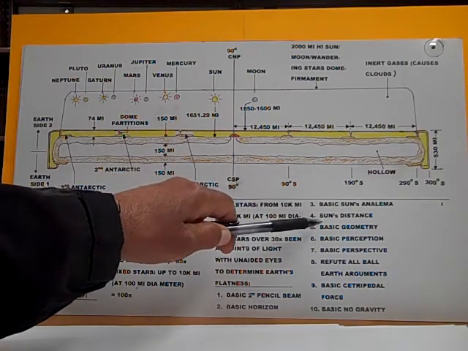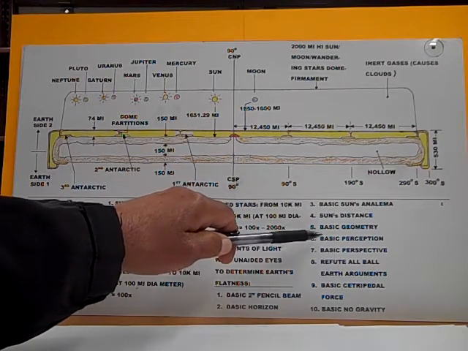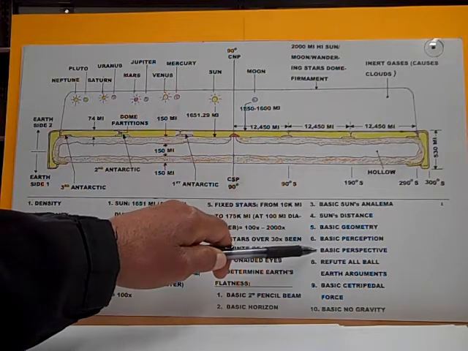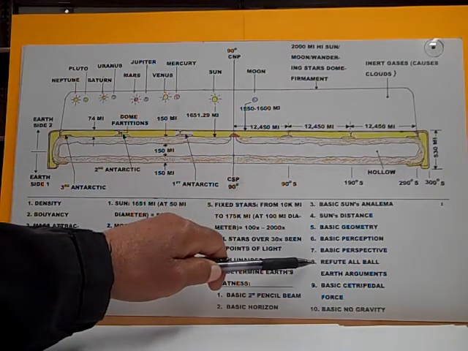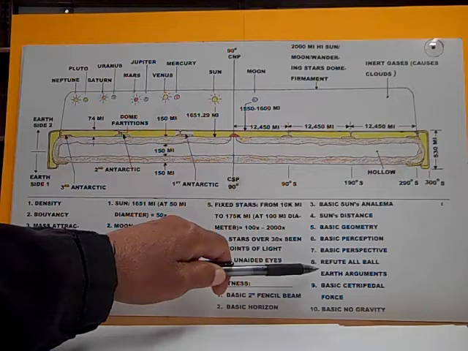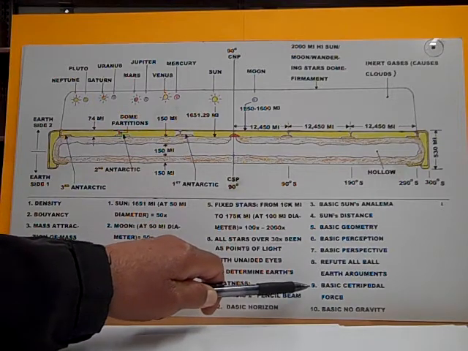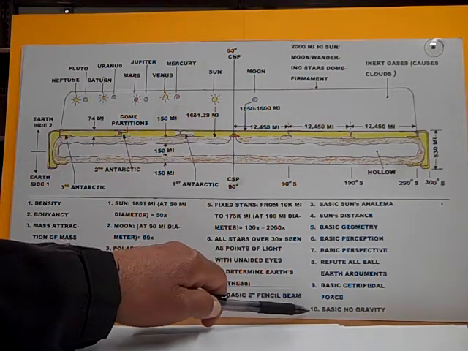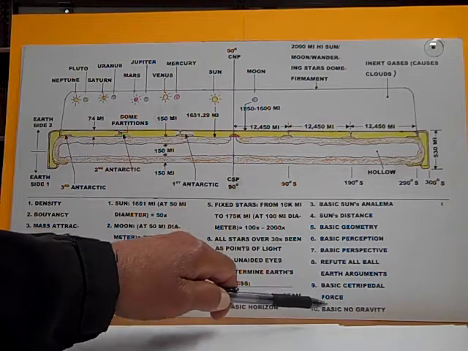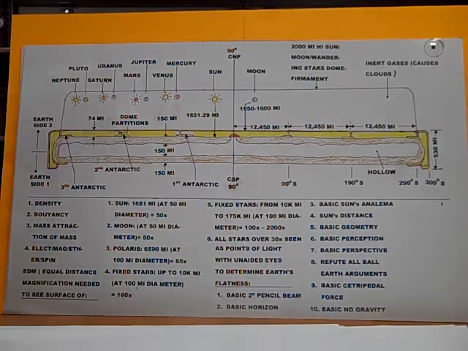Number 5, basic geometry, basic perception, basic perspective. 8, refute all ball Earth arguments. Number 9, basic centripetal force. Number 10, basic no gravity. The Earth does not have gravity.